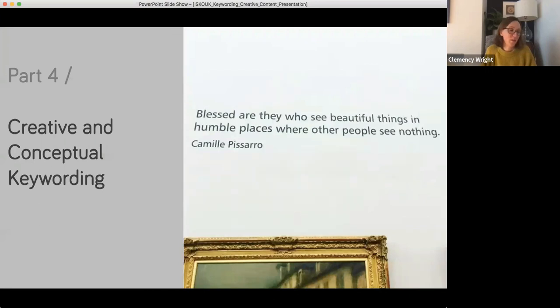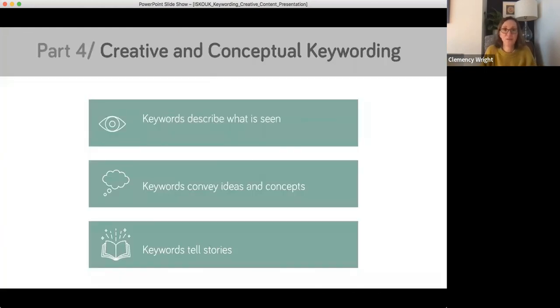So I'm afraid that I'm going to be running over, but I only have a few more slides. And this is about the conceptual side of keywording, because as you'll see in this slide, blessed are they who see beautiful things in humble places where others see nothing. And I love this quote because when I'm keywording, I often think about what is it that we can't see that is meaningful about an image. And this is where we come down to the idea of concepts.